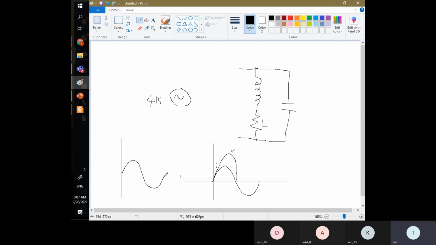For the inductive load, more precisely, you need to call it a pure inductive load, with no resistance. The voltage stays the same. The current will be lagging here, to the right-hand side. Here's a 0, so there's a certain degree of delay from here to here. This is the phase difference.